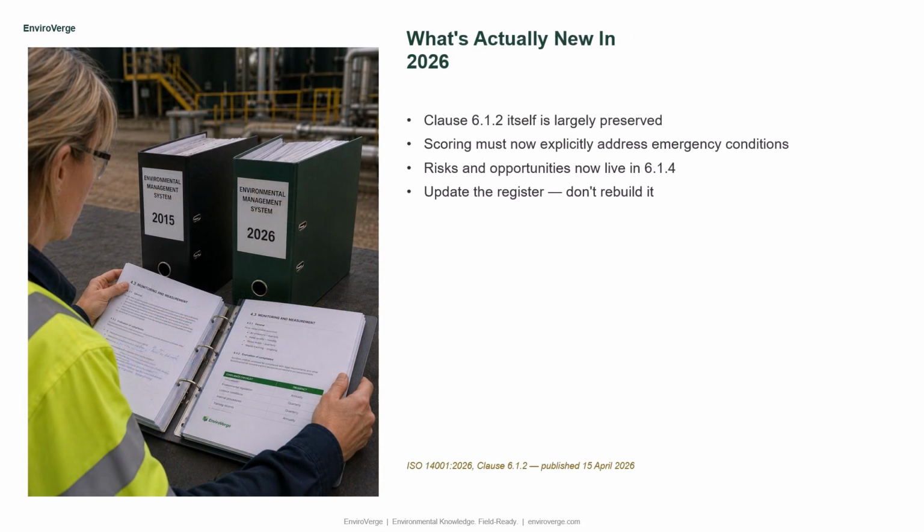Clause 6.1.2 itself was largely preserved under ISO 14001:2026. The substantive change, scoring must now explicitly address emergency conditions, not only normal operations. Risks and opportunities were moved into a separate clause, 6.1.4. Existing registers should be updated to reflect this. They do not need to be rebuilt.